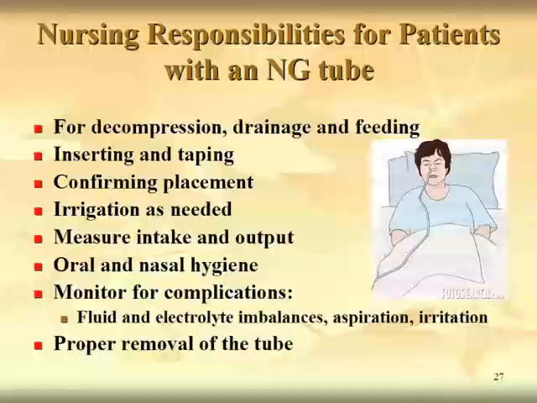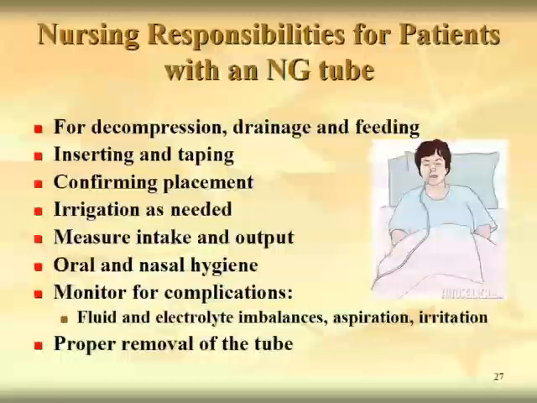NG tubes are another type of tool that's used for patients that have abdominal disorders. They can be used for decompression, drainage, or feeding purposes, as you all know. Nursing interventions are to insert them, make sure they're in the proper position, make sure that they're taped so that they stay in the proper position, confirming the placement through either an air bolus or another method. They can be irrigated as ordered and as needed.